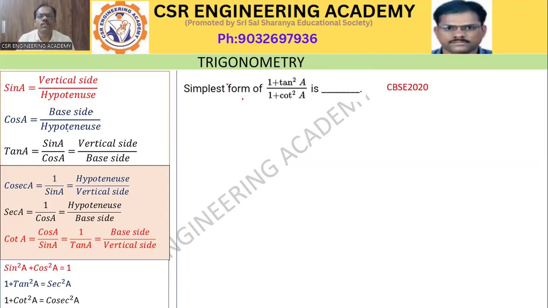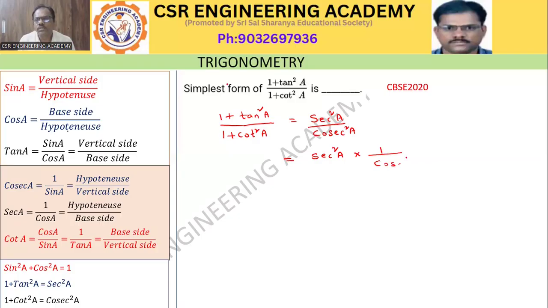Simplest form of (1 plus tan square A) by (1 plus cot square A). (1 plus tan square A) by (1 plus cot square A) is equal to secant square A divided by cosecant square A, which is equal to sin square A secant square A into 1 by cosecant square A.